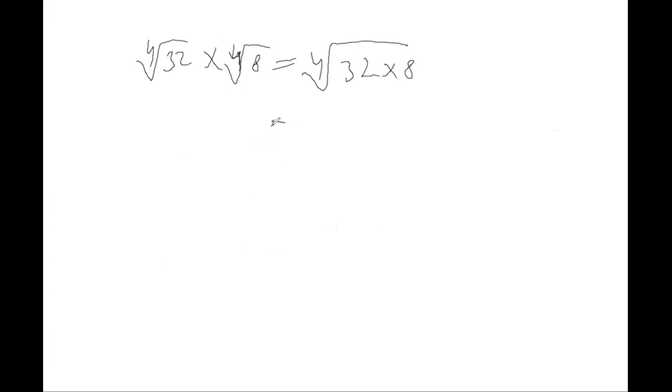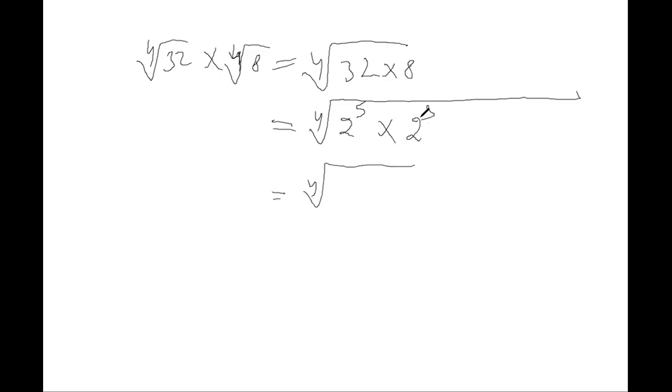Here students, let us try to simplify also. 32 means 5 times 2: 1, 2, 3, 4, 5. Let us write this way. 32 means 2 raised to power 5. And 8 is 3 times 2, 2 into 2 into 2, so that means 2 raised to power 3. Now here it is multiplication, so the powers get added. So the new power is 2 raised to power 8.